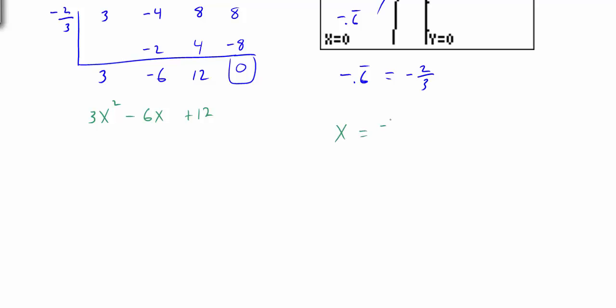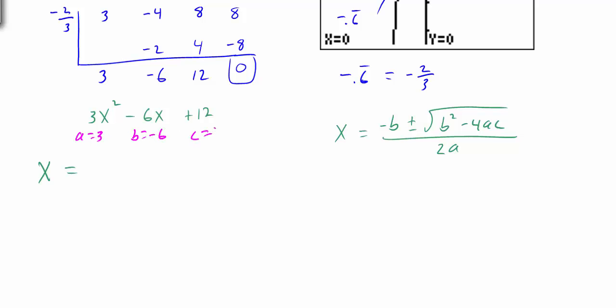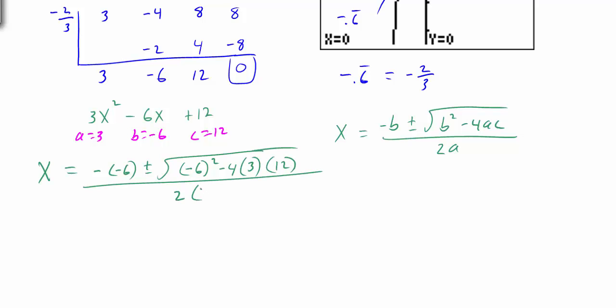So we could say x equals negative b plus or minus the square root of b squared minus 4ac all divided by 2a. So over here, x is going to be equal to, and here we have A is equal to 3, B is a negative 6, and C is equal to 12. So we have a negative B, so that's a negative 6 plus or minus the square root of negative 6 squared minus 4 times 3 times 12, and that's all divided by 2 times 3.